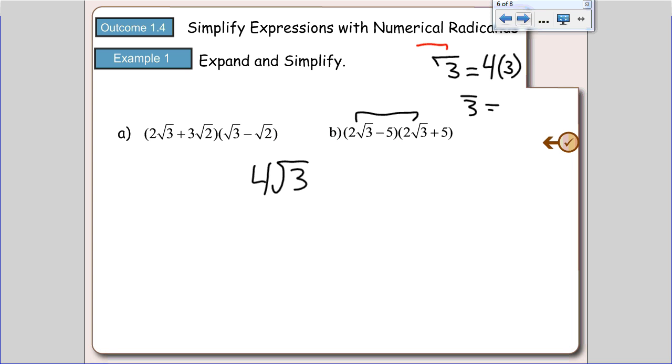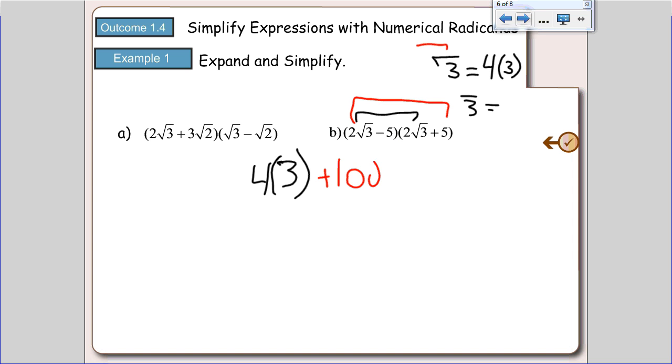First, outside. You have 2 root 3 times 5. The root sign is going to stay off on its own. The 2 and the 5 can be multiplied together, so the 2 times the 5 gives you 10. So it'll be plus 10, and then the root 3 will still live.